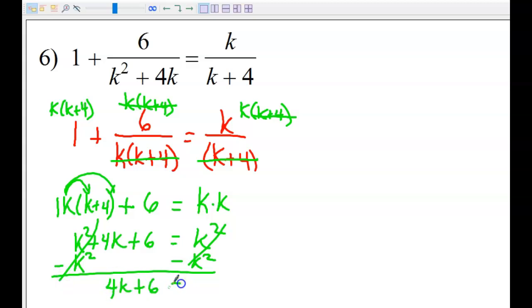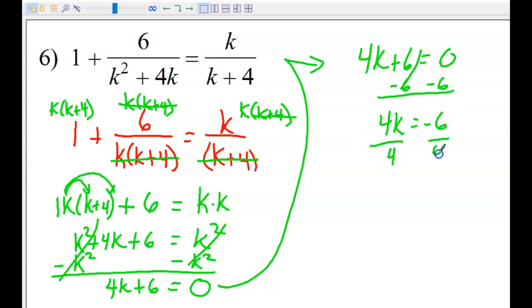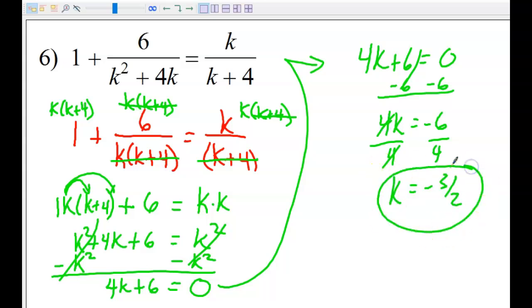So I don't have a quadratic. That's nice. And we just solve what's left. Reducing that fraction, you get negative 3/2, which is totally cool. The only thing that k cannot be is k cannot equal 0, because that would make the bottom equal 0, and k cannot equal a negative 4. So since our answer is neither one of those, our answer is a good one.